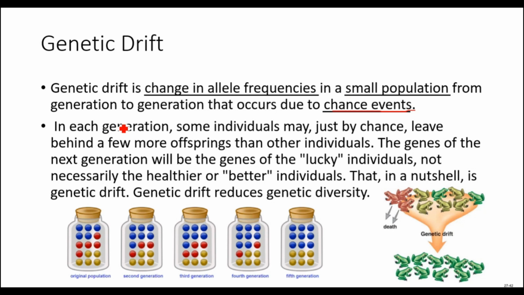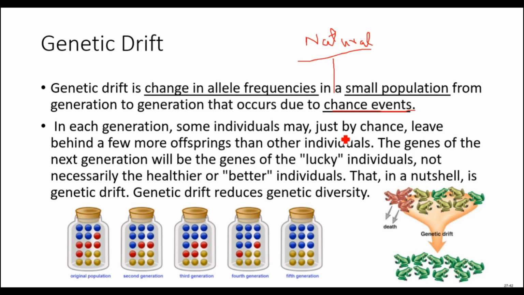And that chance event can be a natural catastrophe or any natural event. We studied this thing in detail. So genetic drift is a chance event with which a change occurs in the allele frequencies within a small population.